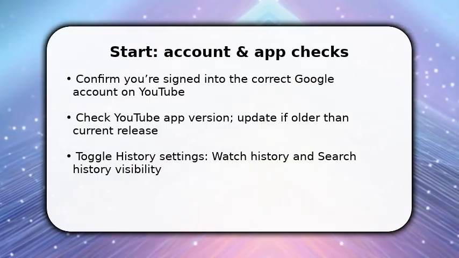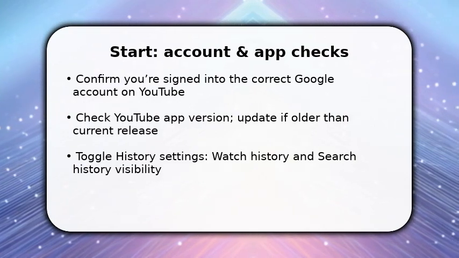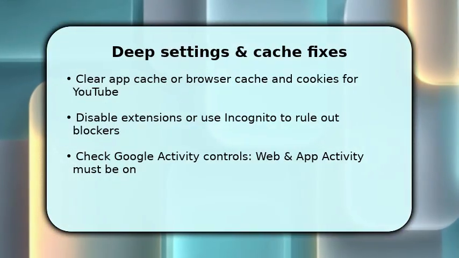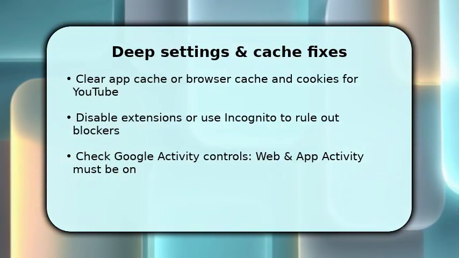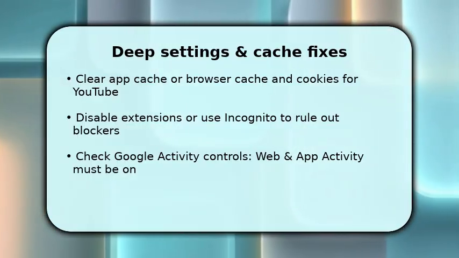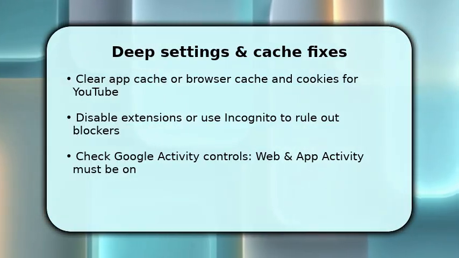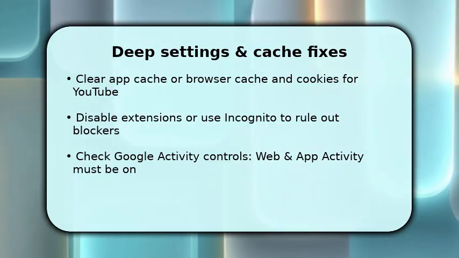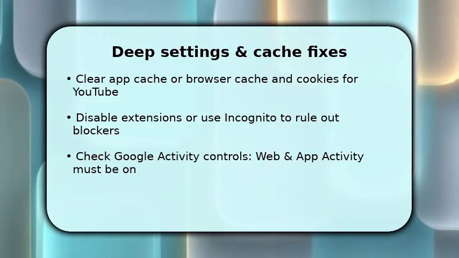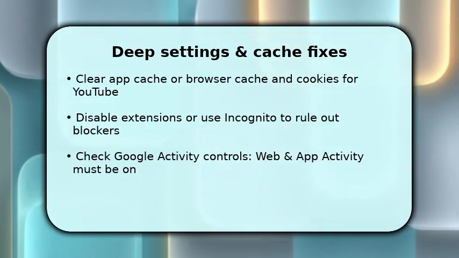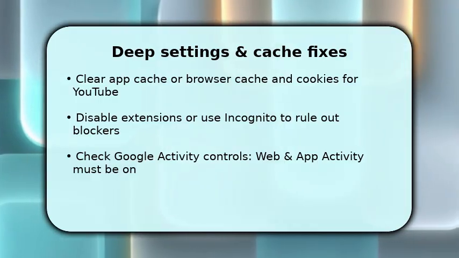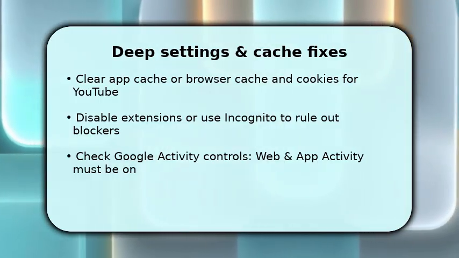Next, you dig into app, browser, and Google settings because cached glitches or privacy controls often hide search history. Clear the YouTube app cache on mobile or clear cache and cookies in your browser. This forces the UI to reload. Then disable browser extensions or open an incognito window to rule out ad blockers or privacy extensions. Also, make sure web and app activity is enabled in your Google account, since search history is stored there. Once you've done these, refresh and recheck.